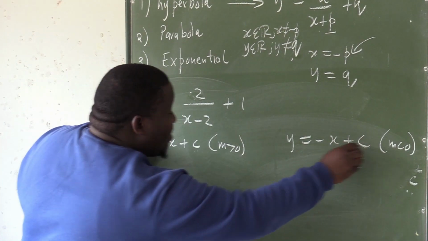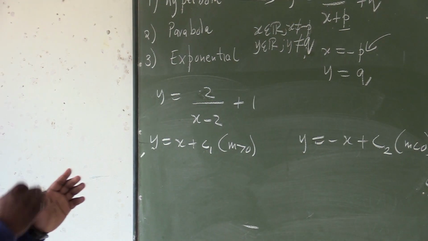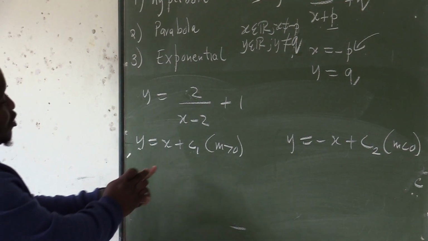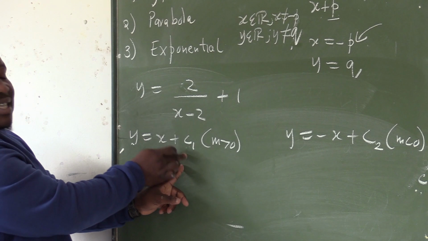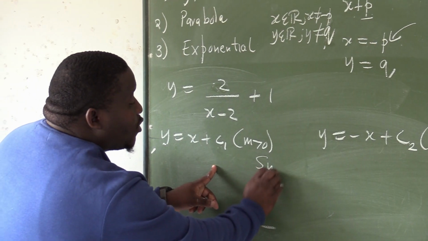Let me just say this one is c1 and call that one c2, just to indicate that these values of c are not the same. How to find this value of c, this y-intercept of this axis of the symmetry? You are going to substitute a point.